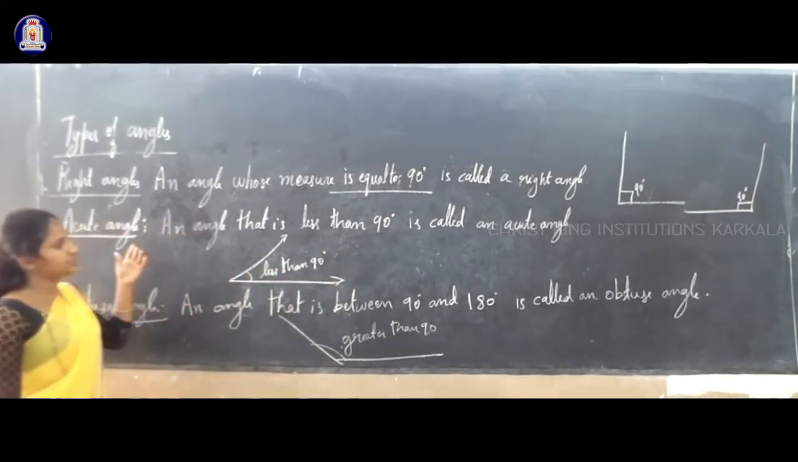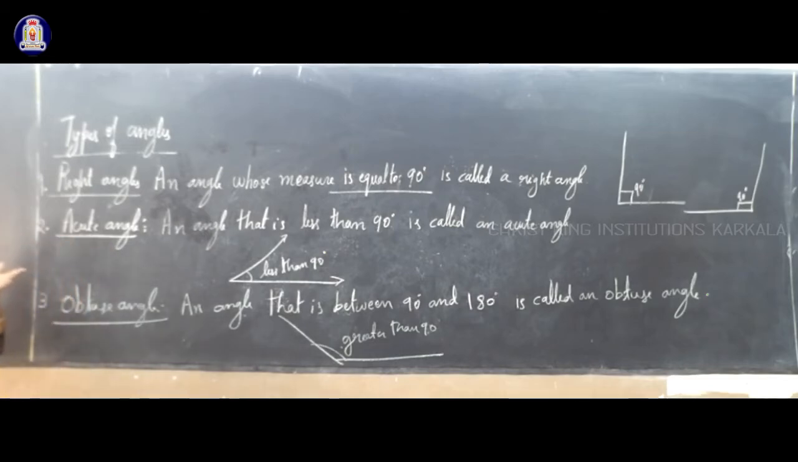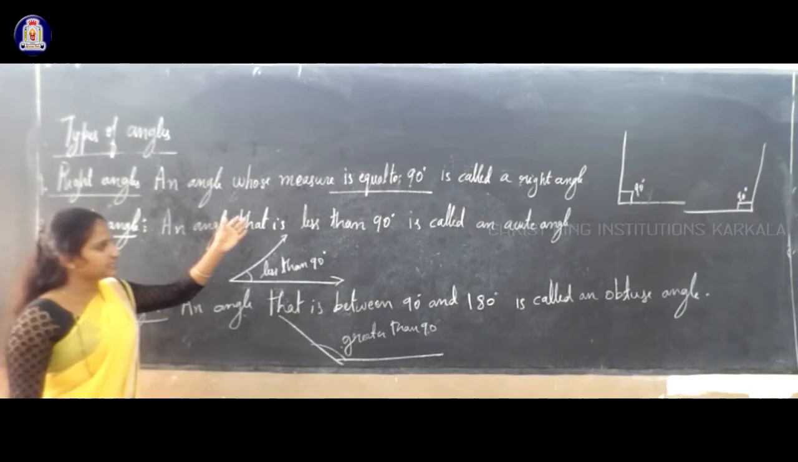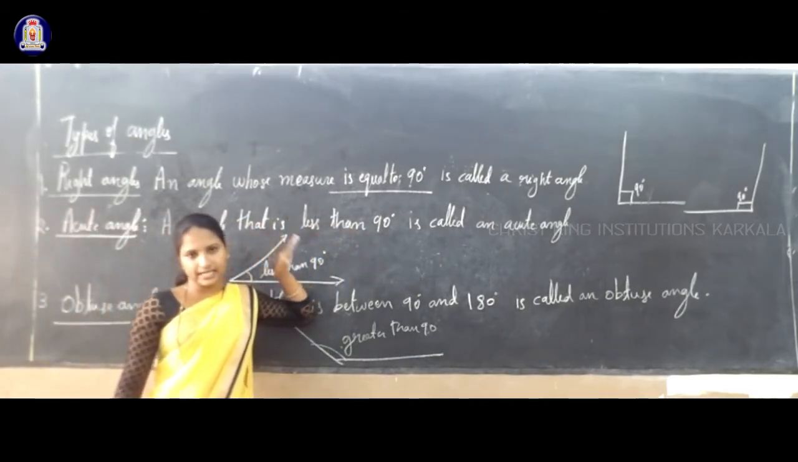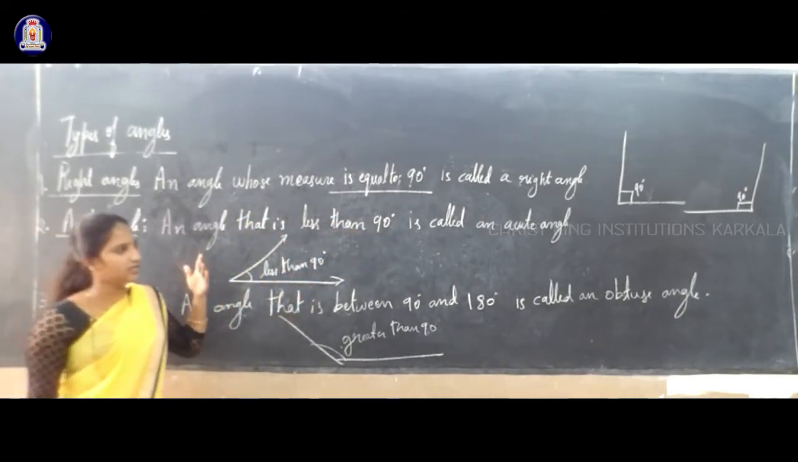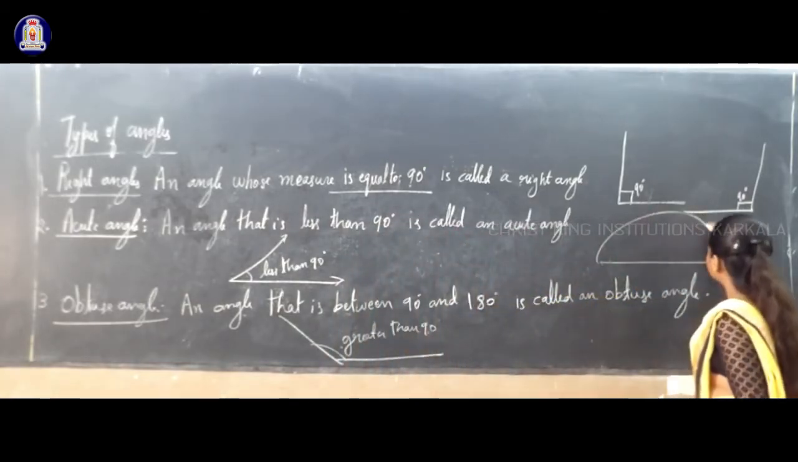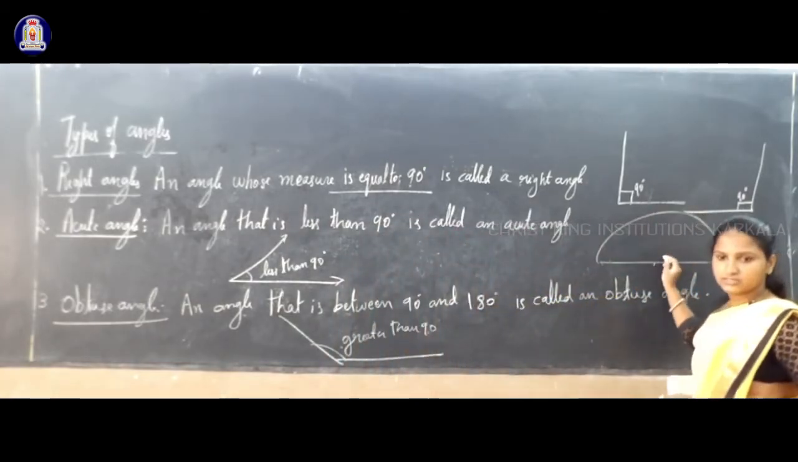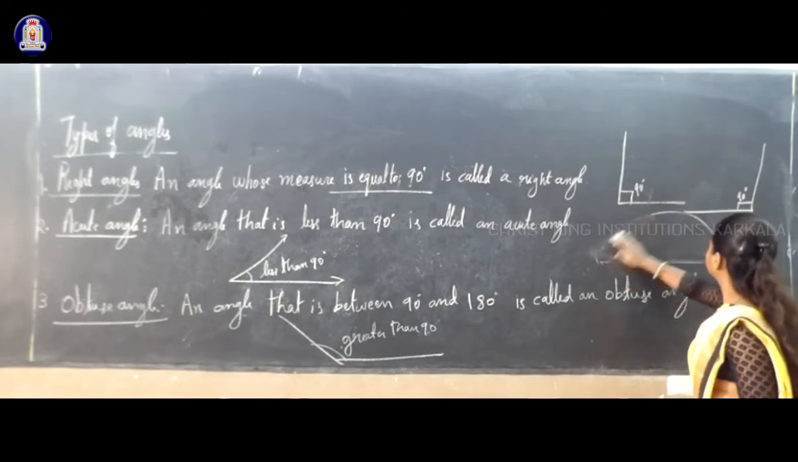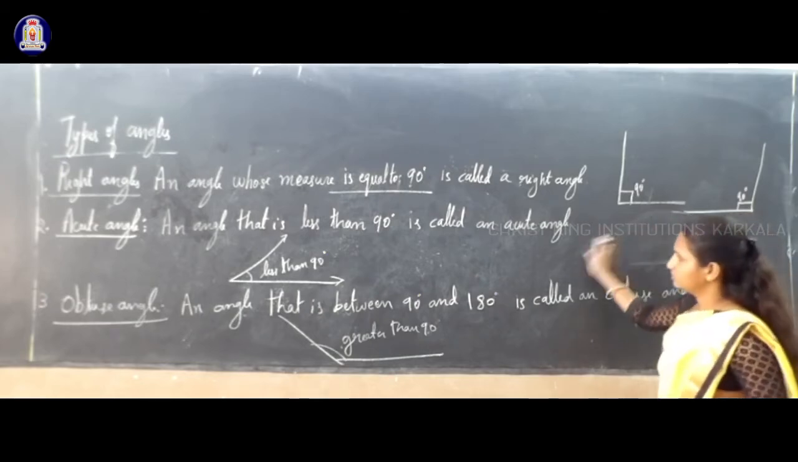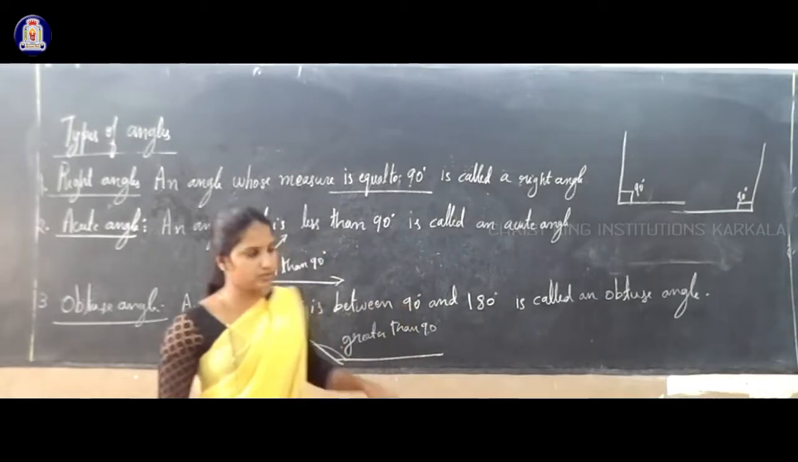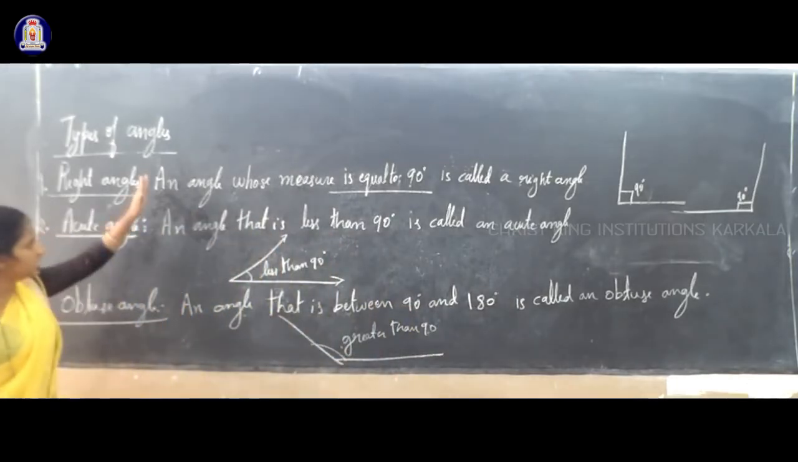Okay. Next we can see what is an acute angle. An acute angle means an angle that is less than 90. In the protractor you can see. If you see the protractor, this is what you can imagine. See your protractor, right? In that we get exactly 90 degrees. If you get exactly 90, that is a right angle.